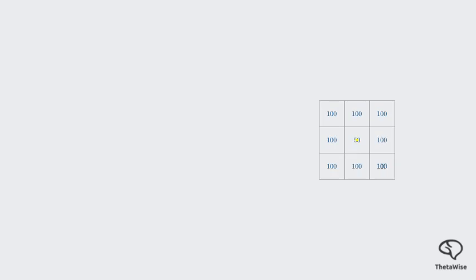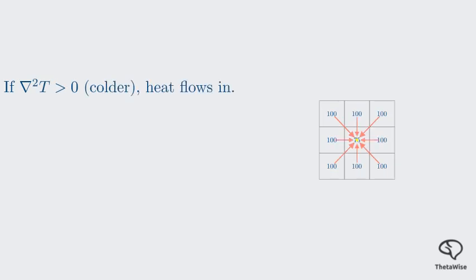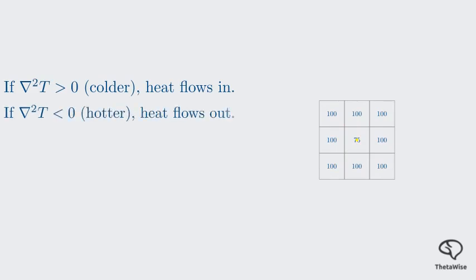This single equation describes how temperature changes in any number of dimensions. Let's visualize what this means. The Laplacian of T is a measure of how much the temperature at a point differs from the average temperature of its neighbors. If the Laplacian is positive, the point is colder than its surroundings, so heat flows in and its temperature increases. If the Laplacian is negative, the point is hotter than its surroundings, so heat flows out and its temperature decreases. This is the mathematical expression of heat flows from hot to cold.